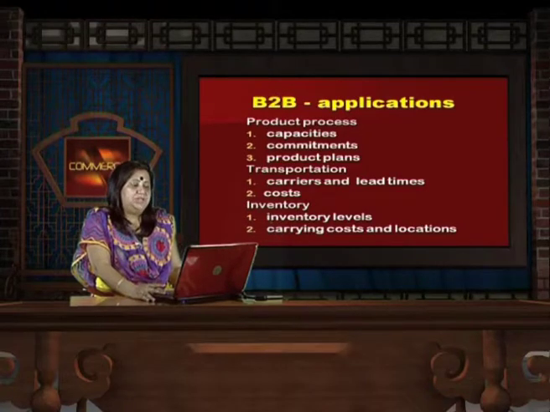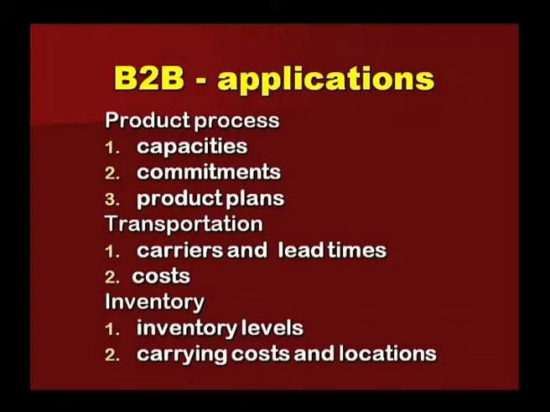B2B applications also involve the product processes, the transportation and the inventory. Let us see the details. In product processes, we have the capacities, the commitments and the product plans. In transportation, the carriers, the lead times and the cost become important. And in inventory, we have the levels of inventory, the carrying cost and the location.